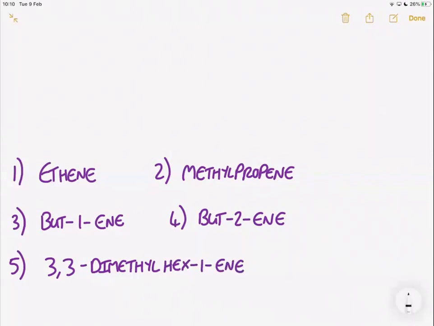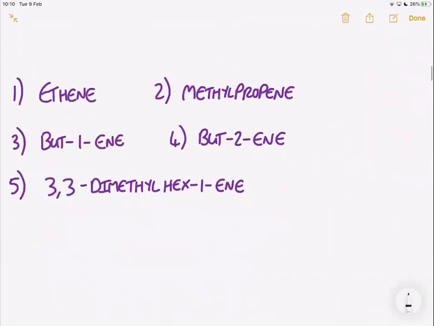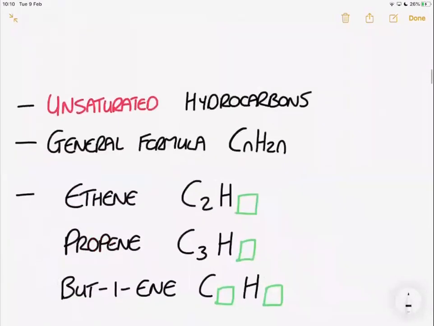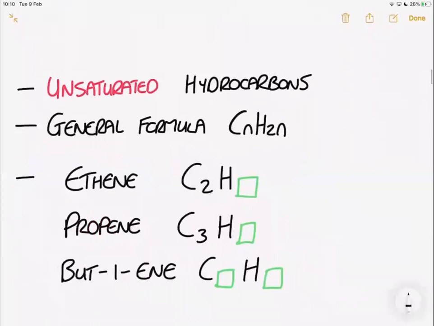Let's think about some basic ideas to do with alkenes. So alkenes are often referred to as unsaturated hydrocarbons. That means that they contain at least one carbon-carbon double bond, as opposed to only containing single bonds between carbon atoms. They obviously contain hydrogen as well, and they follow a general formula just like alkanes do, although it's a different one. It's a simpler one, and it reads as CnH2n.